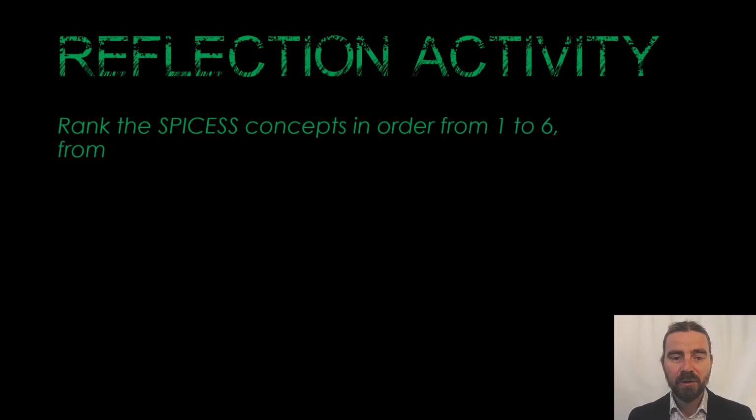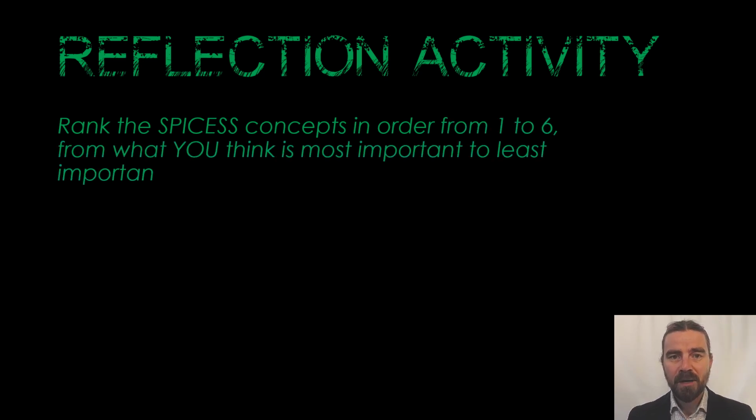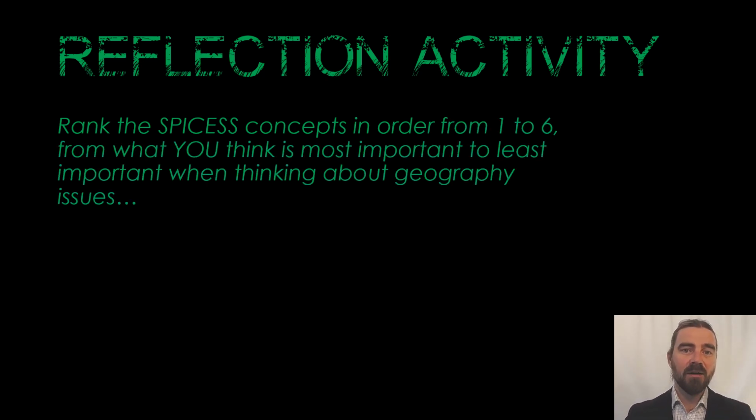Really quickly, I want you to take those concepts: space, place, interconnection, change, environment, scale, sustainability, and I want you to rank them in order from first to last in terms of what you think is most important to least important when thinking about geography issues. So you just need to write 1, 2, 3, 4, 5, 6 and then put the words in the order that you think is most important to least important when you're thinking about geography issues.